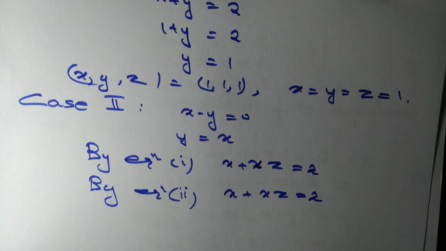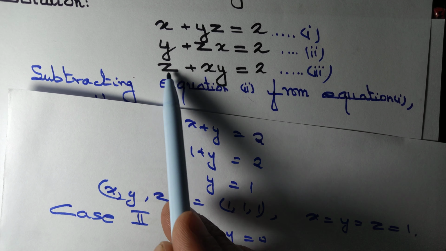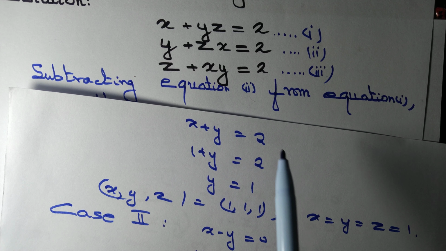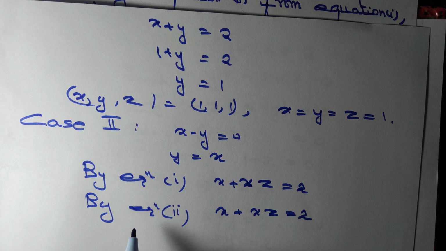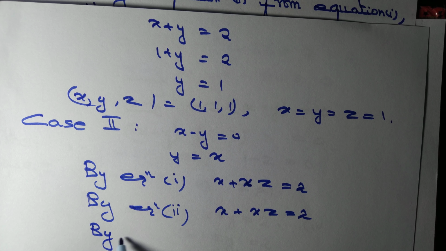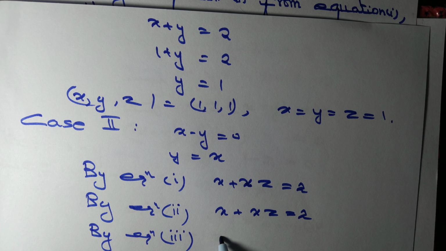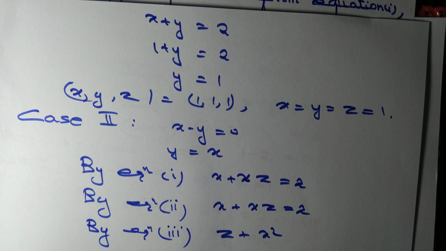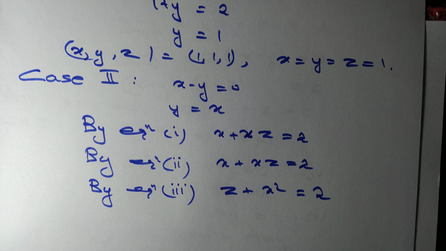But what about equation 3? Equation 3 says z plus xy equal to 2, and we have x equal to y. So by equation 3, z plus x square equal to 2. Now we can solve for x and z.